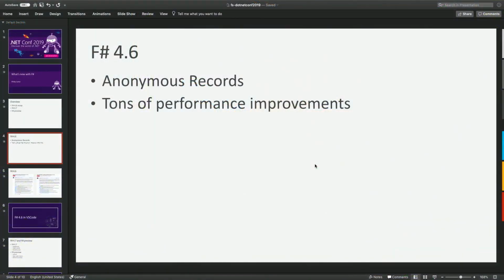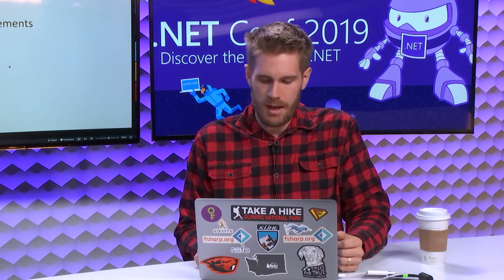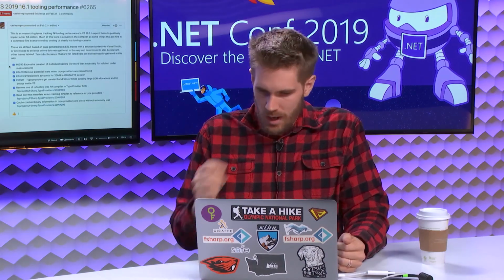So F# 4.6 was released earlier this year with Visual Studio 2019. However, we've been making incremental improvements, especially to the tools, since that release. F# 4.6 wasn't something that came out and now it's done. It's something that's been continually improved upon. The big pieces there were performance. What you see here are two issues on our GitHub repository related to tooling performance. Interestingly, this tooling work is not necessarily in the tools so much as it is in the compiler.